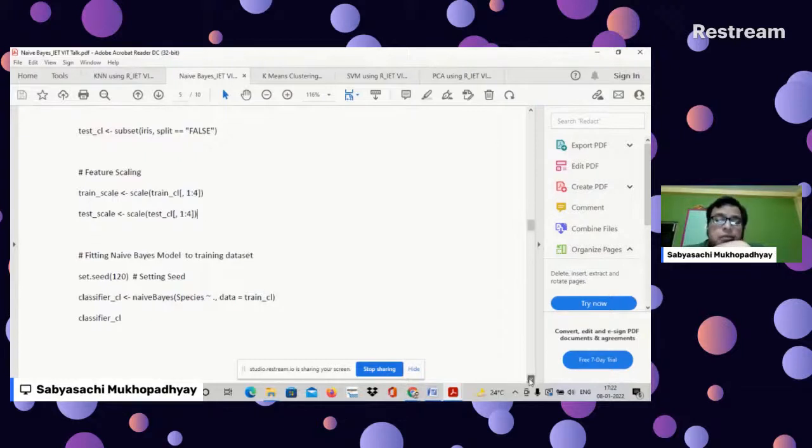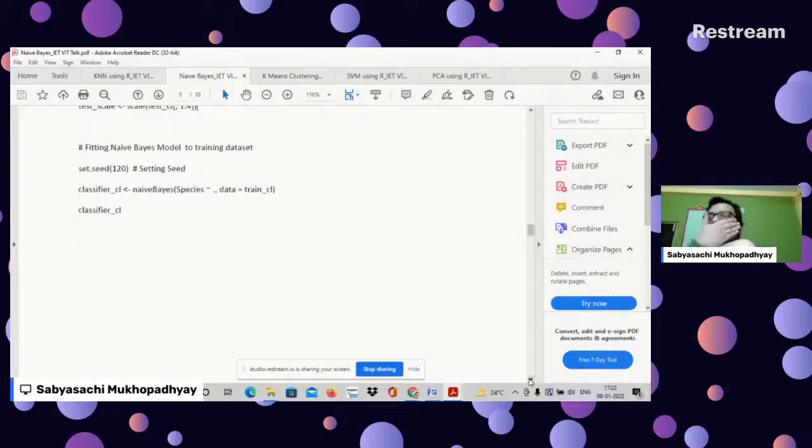Now, during the fitting with the Naive Bayes classifier: in KNN we directly applied the KNN function, but here we have to do the randomization first. So set.seed will be used because we want to pick up the maximum likelihood outcome. Here we have written 120, but you may use 123, 742, anything. Whatever value you use, the seed value will give a randomized outcome in R.